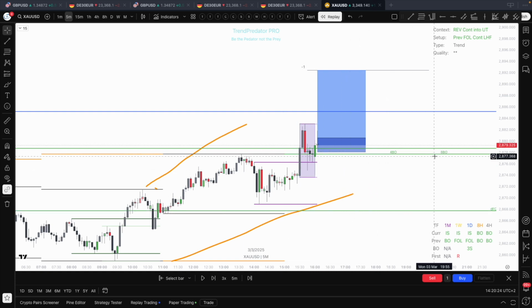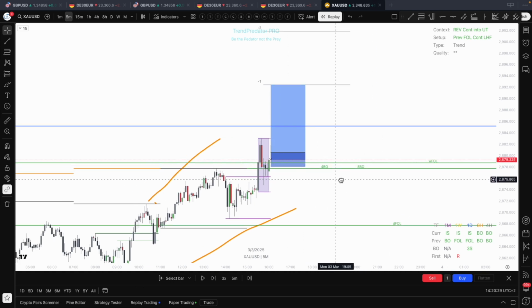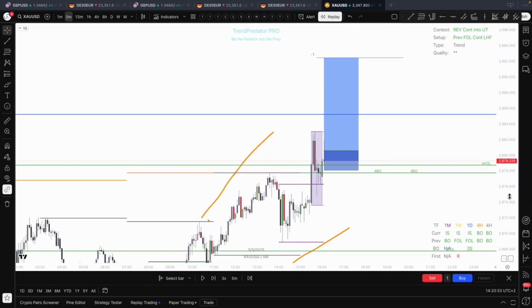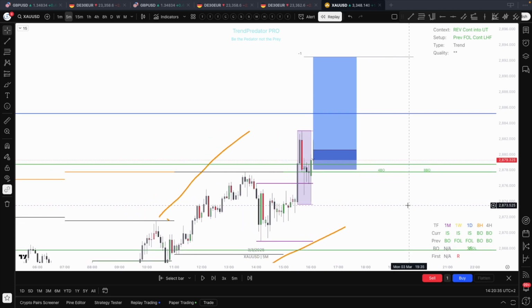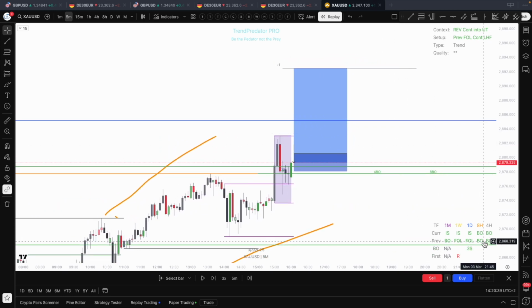Here is the 4 hour and the 8 hour breakout level, and this here is the weekly level. They are all green and behind you. This is a very nice situation concerning the multi-time frame bias, and you see here all time frames already bullish. Reversal continuation into uptrend as context.